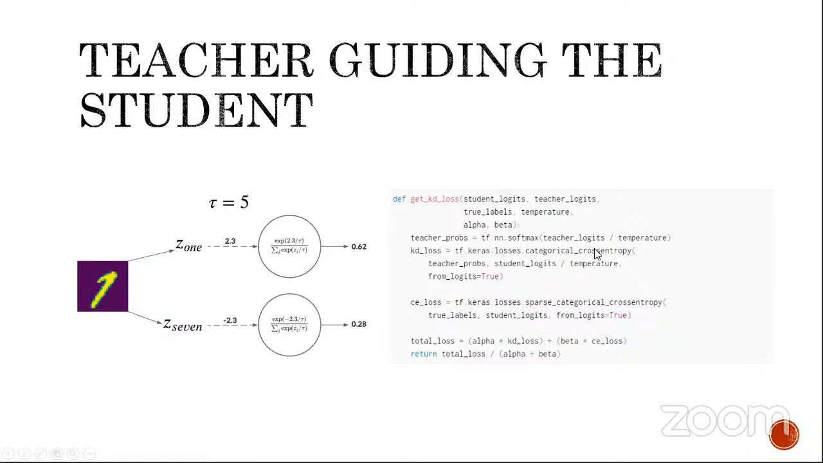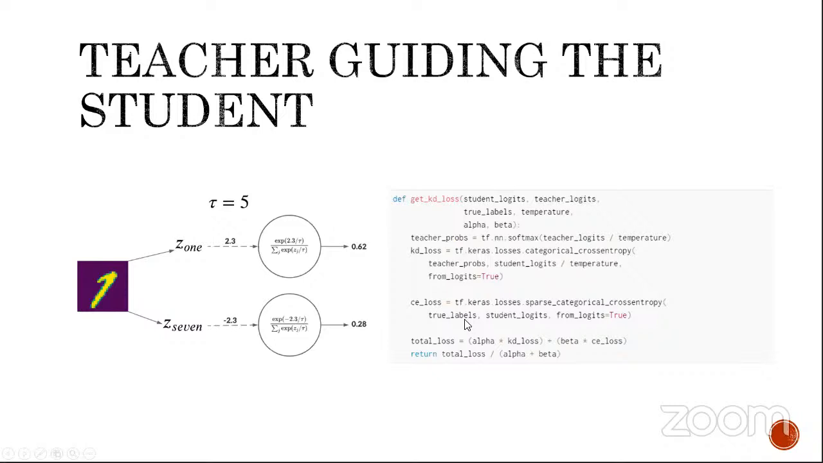So categorical cross-entropy loss means that we have more classes, not only binary classes. That's why we are using this loss function. And once we calculate this, we again have the loss function for us to calculate the loss from the student logits as well as the true labels.